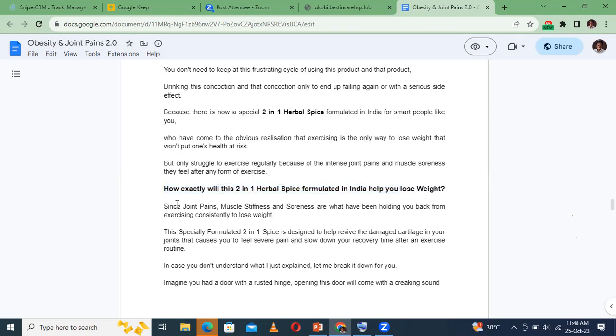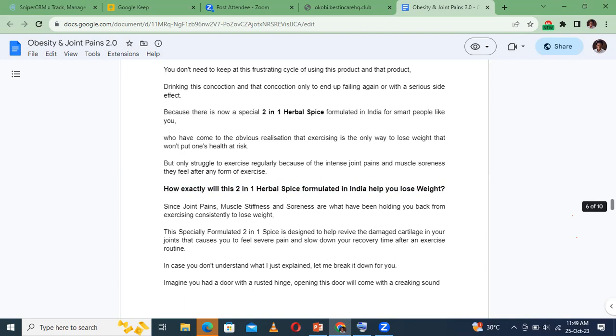So let's continue. Since joint pain, muscle stiffness, and soreness are what has been holding you back from exercising consistently to lose weight, this specially formulated 2-in-1 spice is designed to help revive the damaged cartilage in your joints that causes you to feel severe pain and slow down your recovery time after an exercise routine. In case you don't understand what I just explained, let me break it down for you.